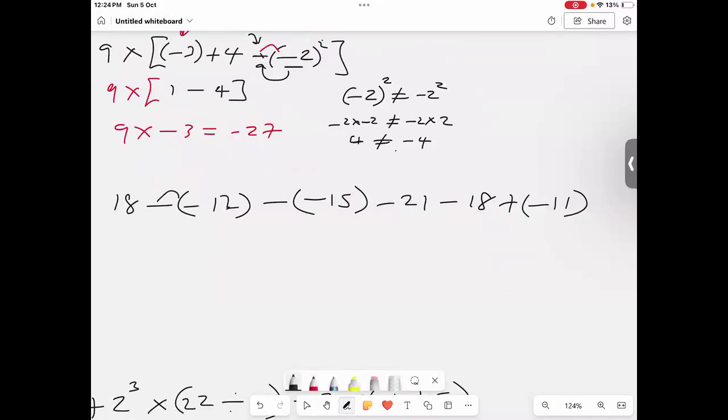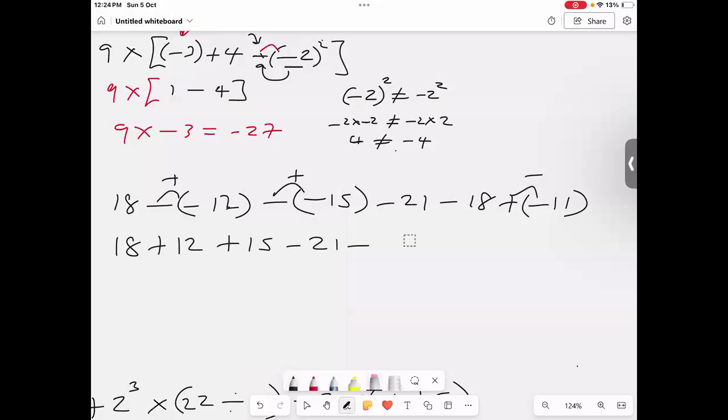So here, negative by negative, positive. Negative by negative, positive. There's no clash there. Positive times negative is negative. So let's rewrite the question. Then we end up with 18 plus 12 plus 15 minus 21 minus 18 minus 18.